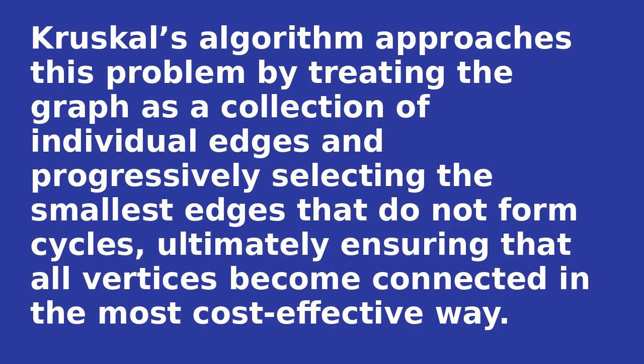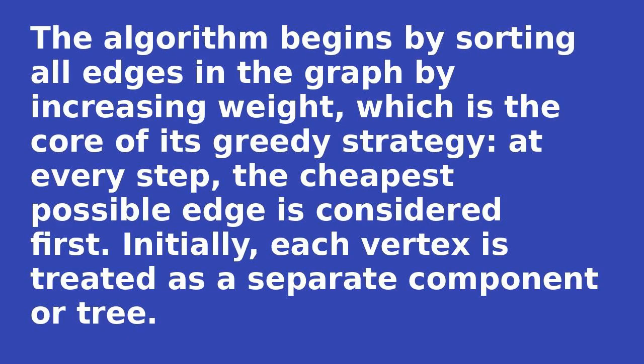Kruskal's algorithm approaches this problem by treating the graph as a collection of individual edges and progressively selecting the smallest edges that do not form cycles, ultimately ensuring that all vertices become connected in the most cost-effective way. The algorithm begins by sorting all edges in the graph by increasing weight, which is the core of its greedy strategy. At every step, the cheapest possible edge is considered first.